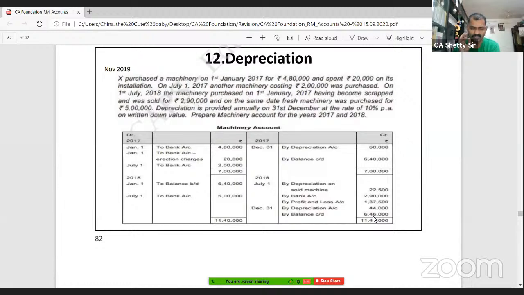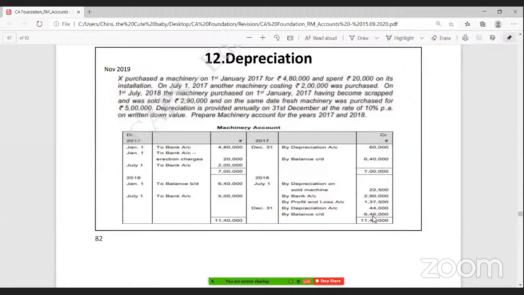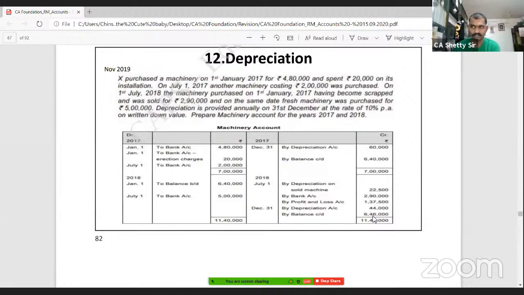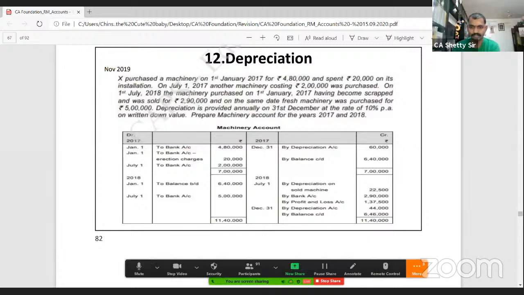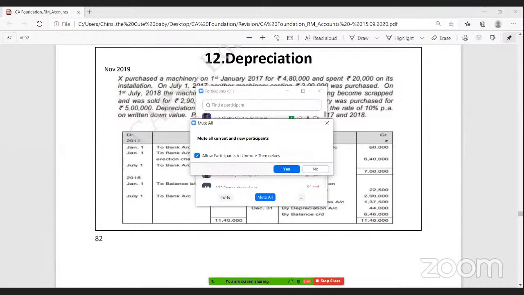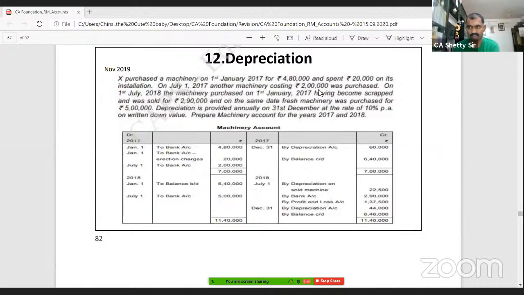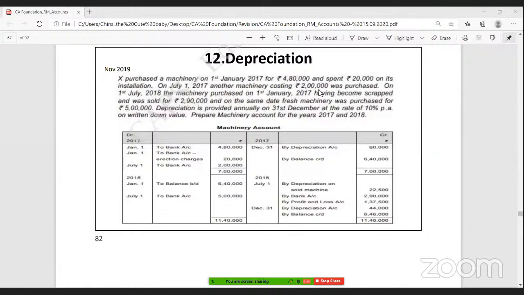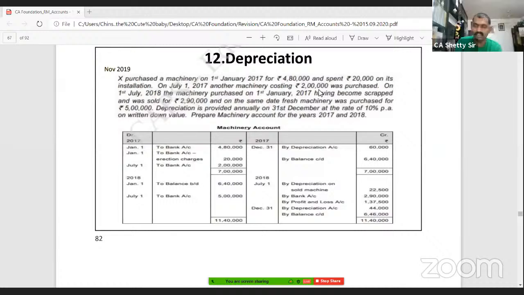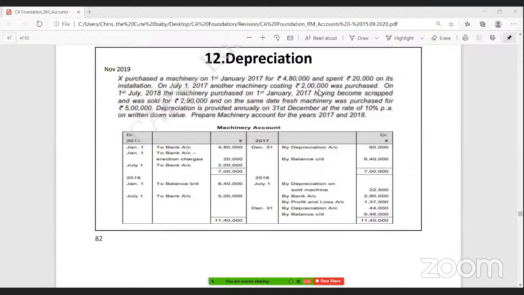5 lakh minus 25,000 is equal to, tell me, 4,75,000. 4,75,000. 475 and 171 add karo. 6,46,000. Same amount. Samajh mein aa gaya? All of you understood? Yes, sir.